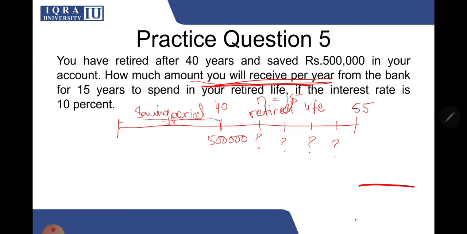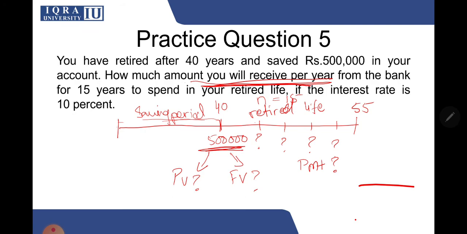So over here, the question says that you are 40 years old and you have 500,000 rupees in your account. Now how much should you withdraw from this 500,000 for 15 years in your retired life? So again, you need to find out the PMT. That's clear from here. But like I already said, for PMT you need to see whether the other value provided in the question is a present value or a future value.